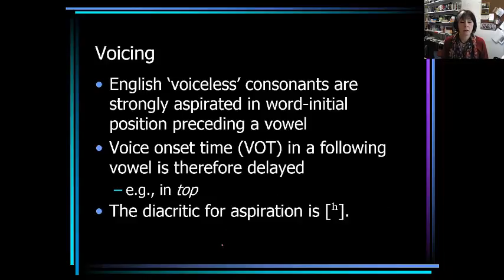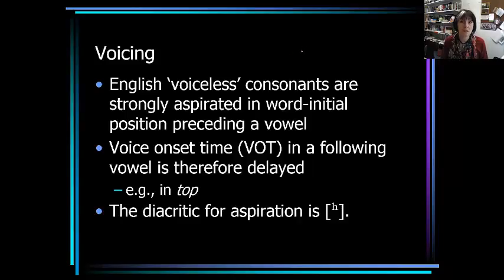English voiceless consonants are strongly aspirated in word initial position preceding a vowel. Why have I put scare quotes around this? Well, as we saw, voiced consonants do not have much voicing in them, so we're using these two terms, voiced and voiceless, as kind of shorthand, really.